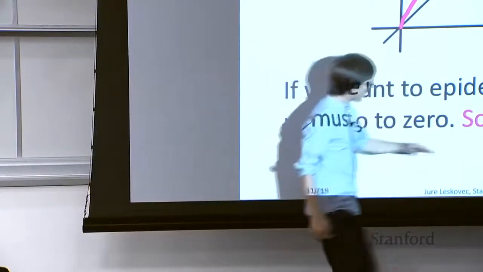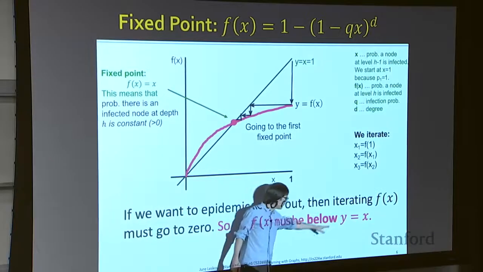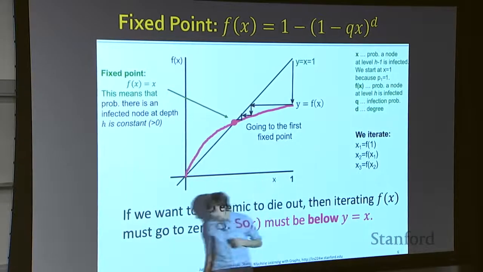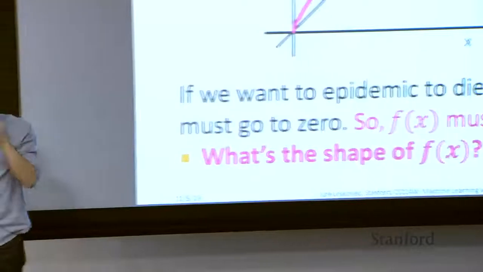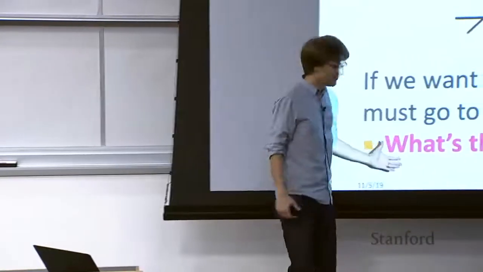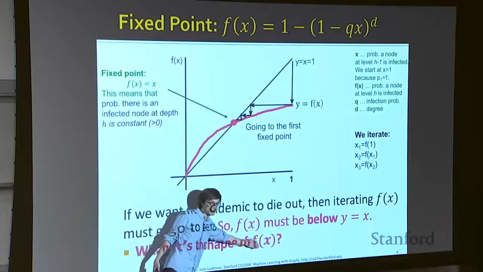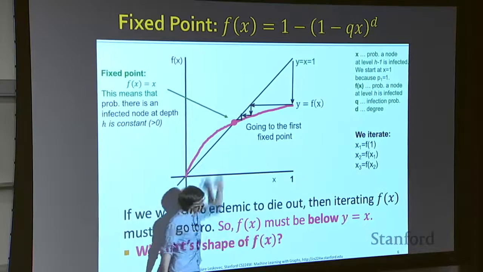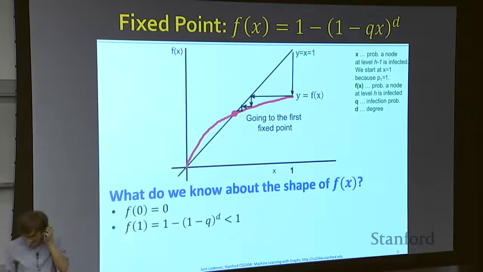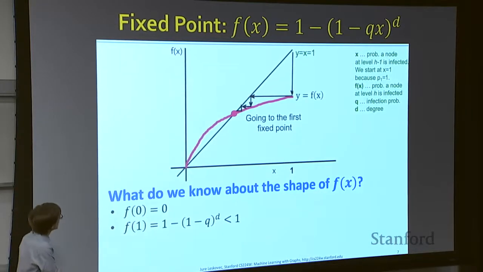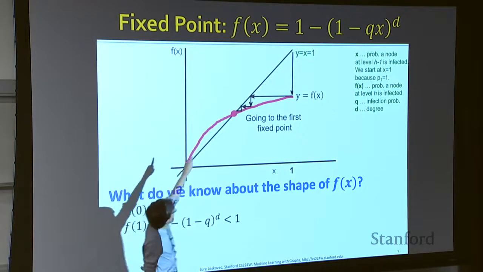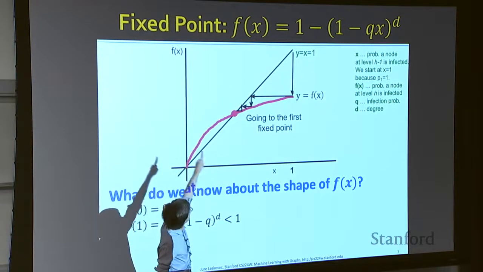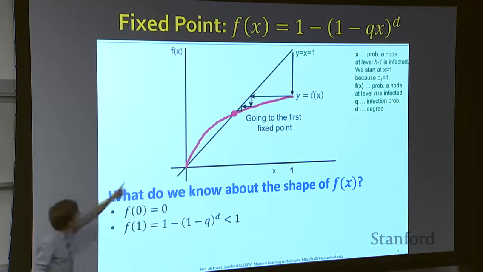So what we want is that this f of x is below this diagonal line y equals x. So now the question is, let's figure out what is the shape of our function. I just drew this to give you the intuition. So here is what we know. Our f of x is that function up there. I already wrote it out, it's up in the title in the black background.